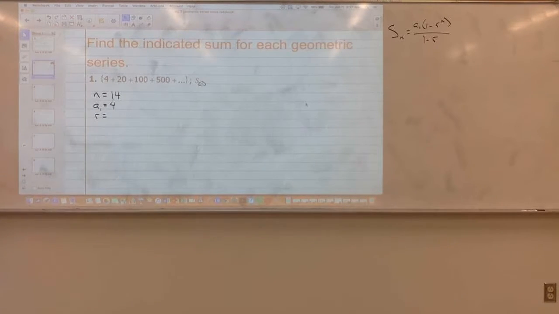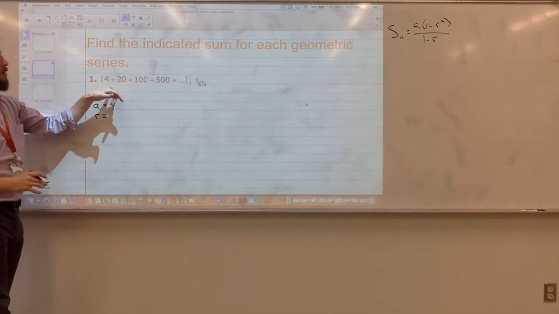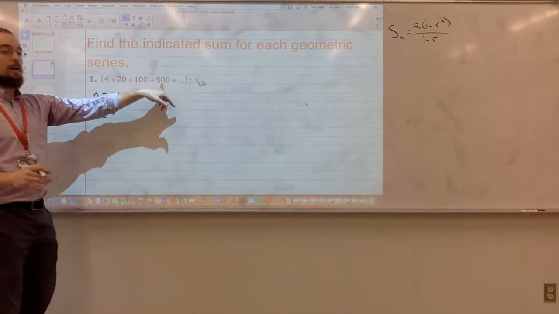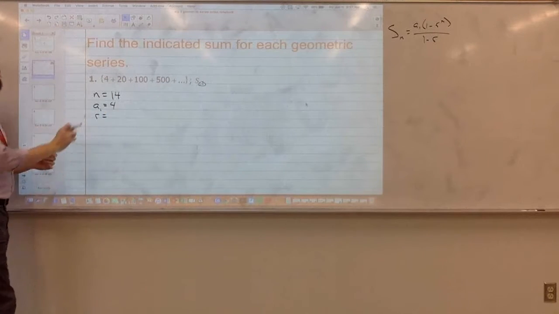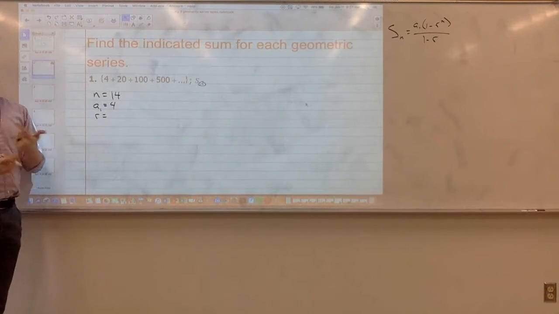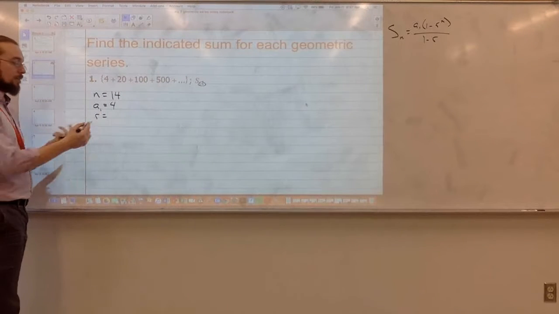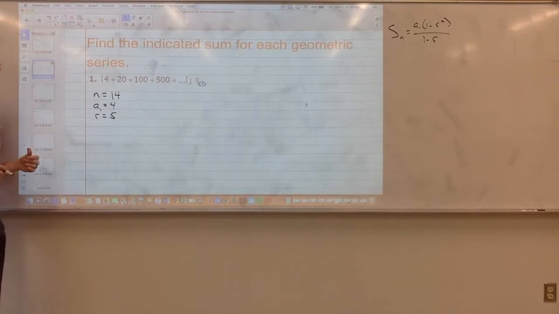How do I figure out the common ratio then? What was the common ratio? Yeah, the common ratio is the number that we're multiplying by every time. So the easiest way to get that is take one number and divide by the term before it. So 20 divided by 4 is 5. 100 divided by 20 is 5. So my common ratio is 5.